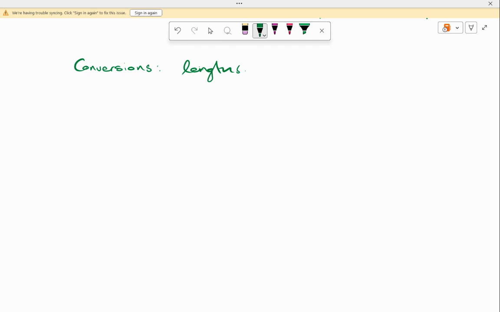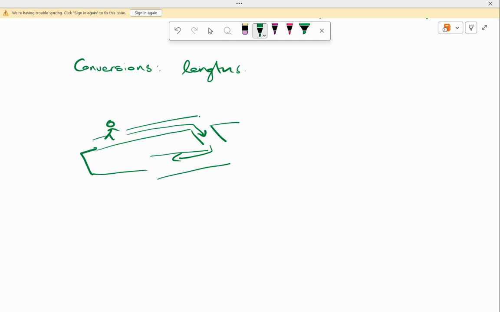So if I am taking a jog around the corner of my house, and then I turn right, and then I go around the block, and I go all the way back again. Let's say I've traveled a total of 2 kilometers.